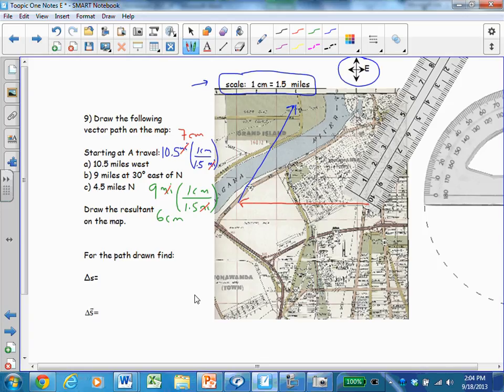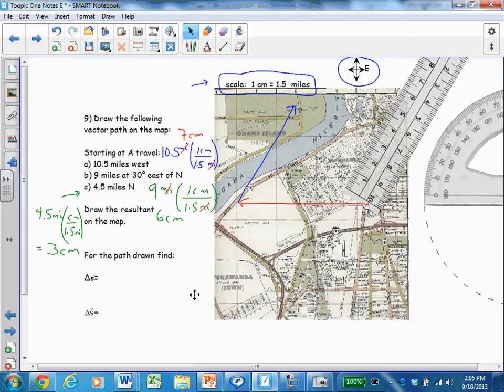4.5 miles, and 1.5 miles is a centimeter, and 4.5 divided by 1.5 is 3 centimeters. So now we're going to go 3 centimeters north.